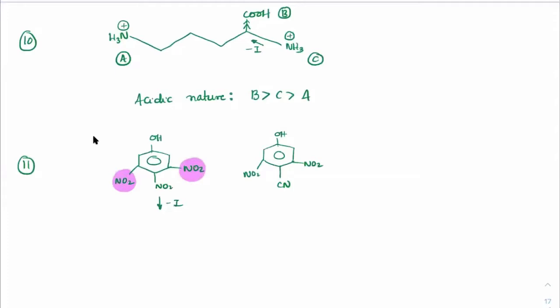While cyanide is a linear molecule, it does not have any influence of steric effect. The cyanide is showing both minus I as well as minus M effect. So which one is more withdrawing? Cyanide is more withdrawing, so that should be more acidic.